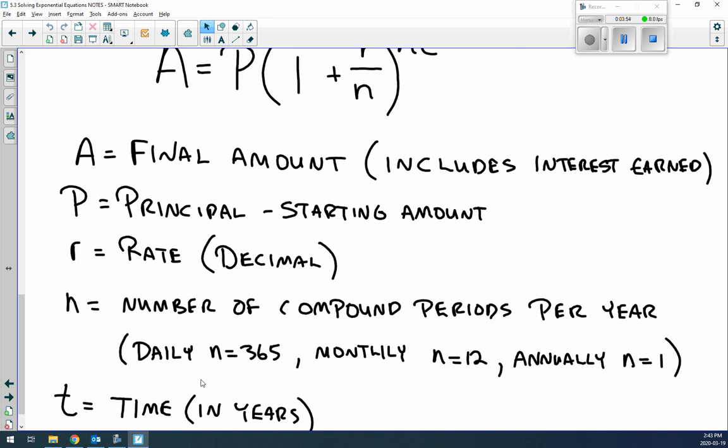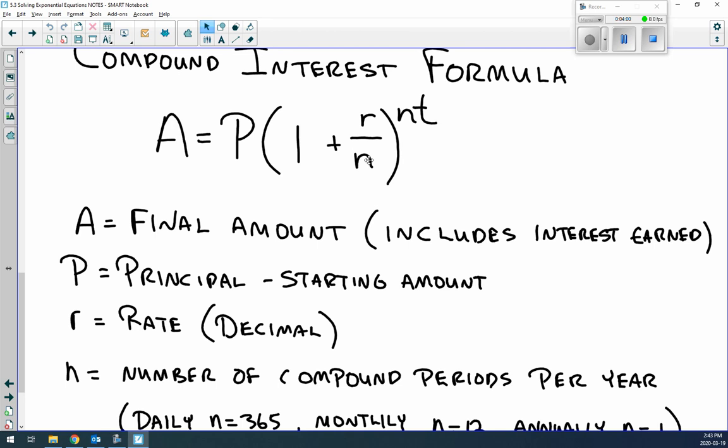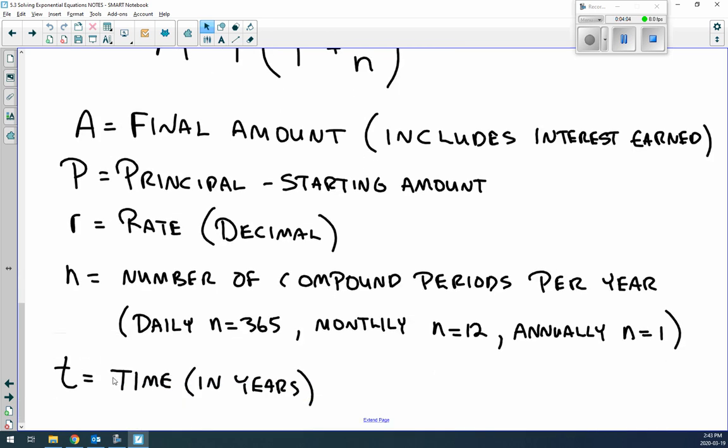Annually, N is 1, daily, 365. So you're going to have to know those ones, even weekly, 52. And that N there, underneath the R, is the same N that's the exponent. So the only other one is T, and T is time in years. So we're going to come back to this equation later on, and I'll show you how to use the formula, and actually be able to calculate for any one of these pieces using exponentials and eventually logarithms.